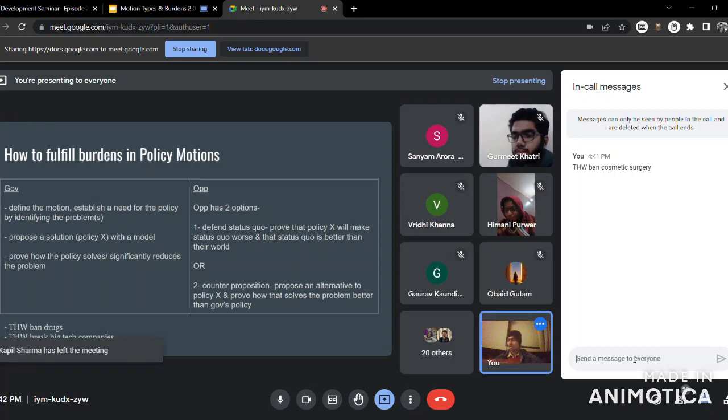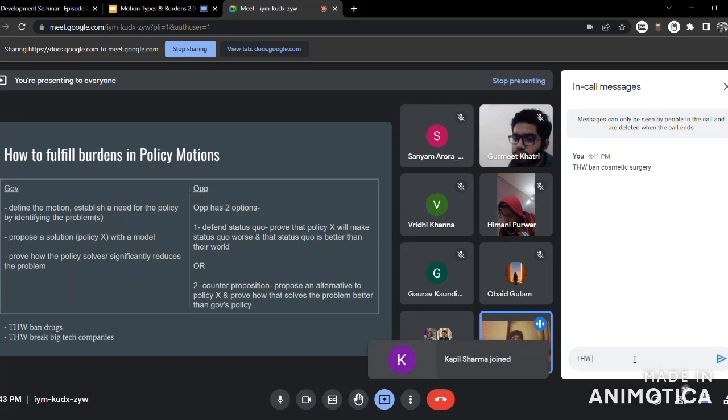let's say, just a second, I'll just think of an example. Suppose the motion is that this house would have community service as the punishment for criminals instead of prisons.